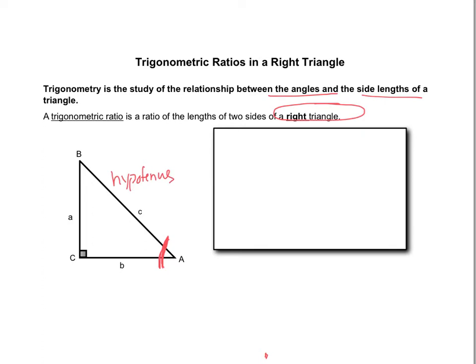Now we look at the other sides. The other side we need to find is the side that's opposite the reference angle. This is my reference angle I'm working with. The side that's opposite of it is the side A. It's across from the angle, so that's the opposite. I'm going to label that.